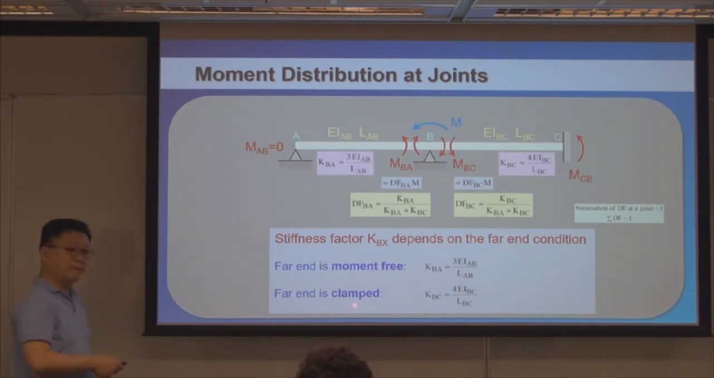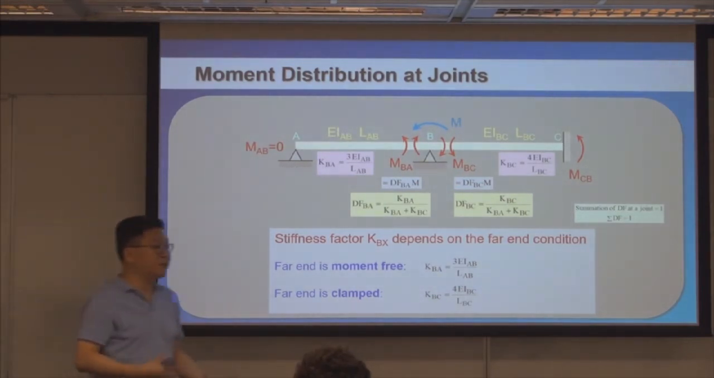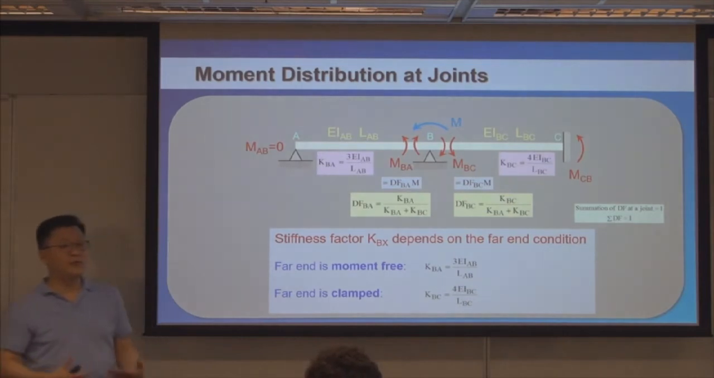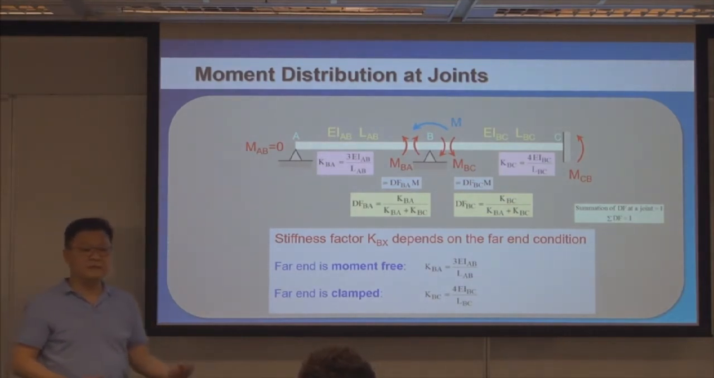All right, so throughout this chapter, you don't have any other stiffness coefficients that you need to worry about. Only these two stiffness coefficients. One is 3EI over L. The other is 4EI over L. And again, it depends on what is happening at the other sides of the component.